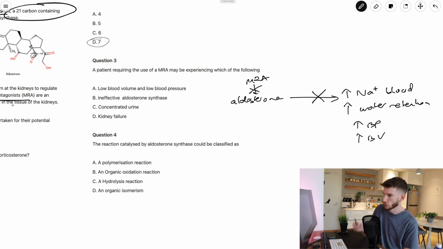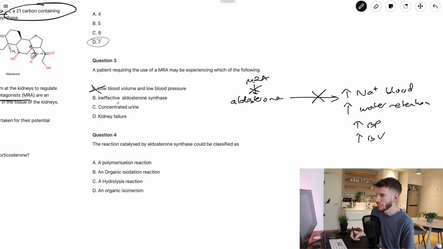But notice this is a trick in the question, in the way that I've worded it. It's not what is the effect of the MRA, it's what would the patient that requires it be experiencing, right? If they have something going wrong, the solution is to not raise their blood pressure or their blood volume, right? So that would mean they would not have low blood pressure and low blood volume, because we'd want to raise that. So that can't be it.